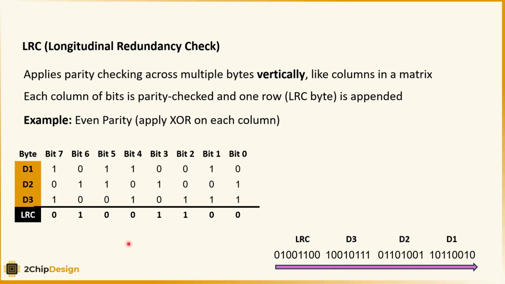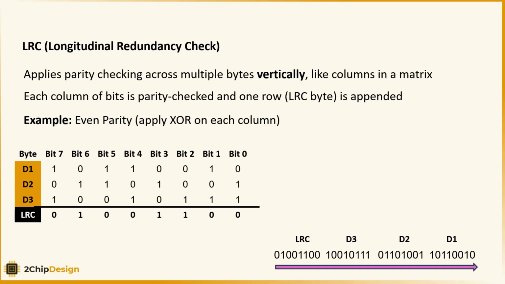Let's see an example with even parity. Data 1 is 10110010. Data 2 is 01101001. Data 3 is 100101111. The calculated LRC is 01001100. So the packet is the 3 data bytes plus the LRC.